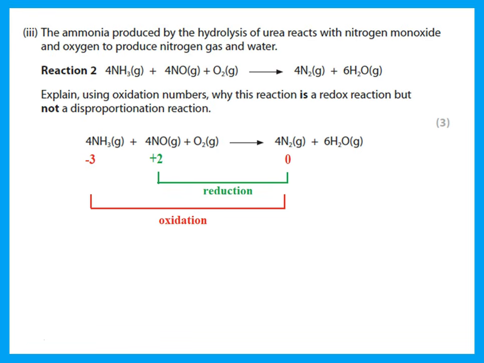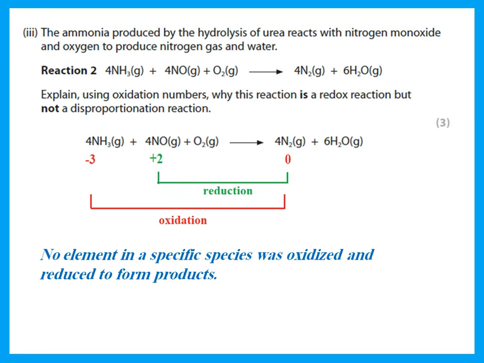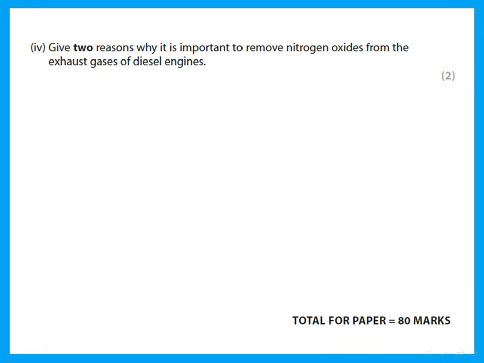But this is not a disproportionation reaction, because in disproportionation reactions, we start with a certain species and we end up with it once oxidized and once reduced. So here we don't have an element in a specific species that was oxidized and reduced to form different products.